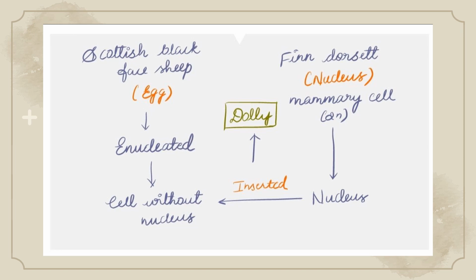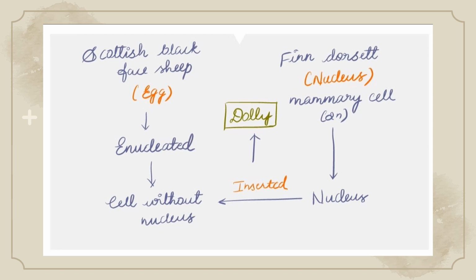This nucleus is taken from the mammary cell, which is actually called the udder cell. We know it is a diploid nucleus. So this nucleus is inserted into the cell without a nucleus of the Scottish black-faced sheep, and then it develops into the blastula stage.